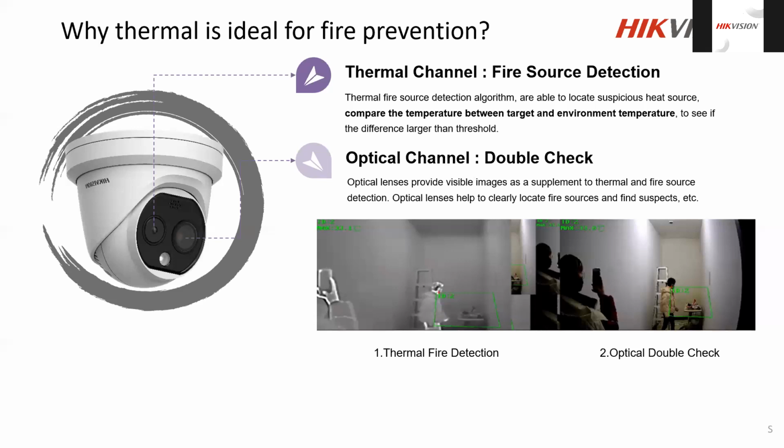Then we can also use the optical channel to do a double check to see whether there's a visible fire. Irrespective of whether there's a visible fire or not, if the threshold is exceeded, definitely we can get the alert. So this is very ideal for fire prevention.